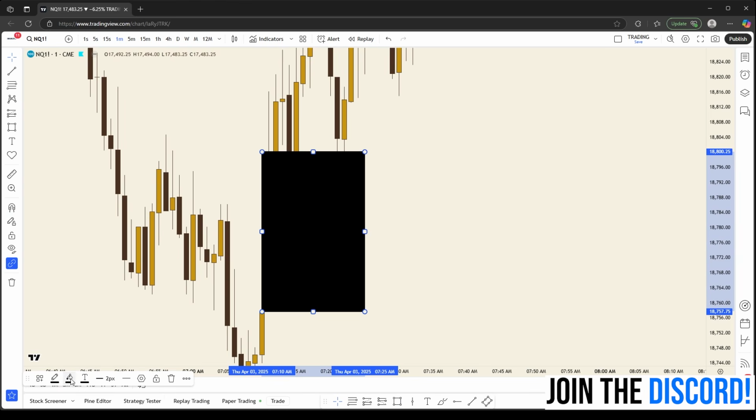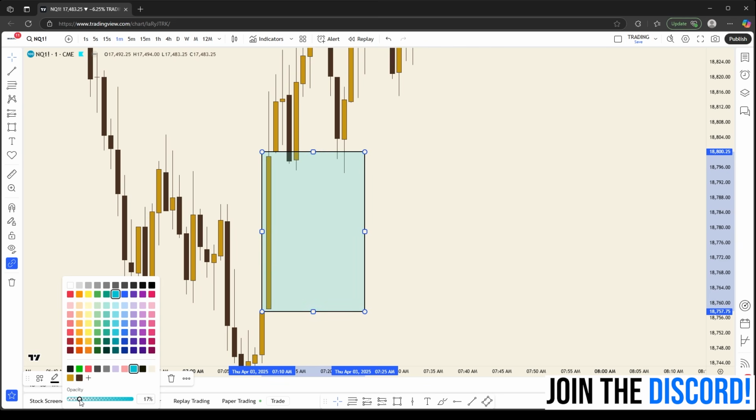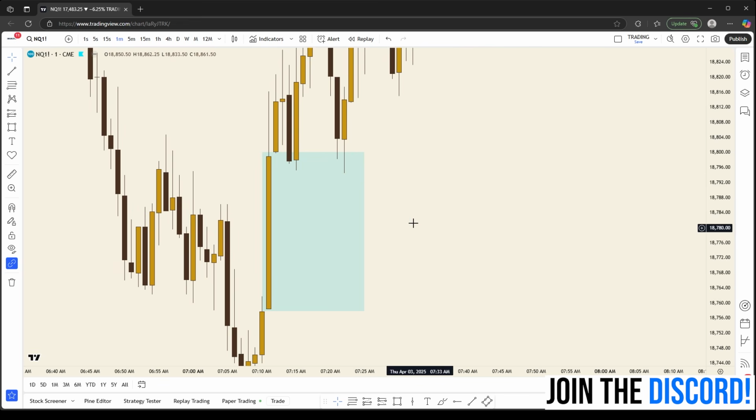Okay, drag this over. Let's make this a better color. It's a little bit hard to see. And there you go. That's going to be a bullish fair value gap.